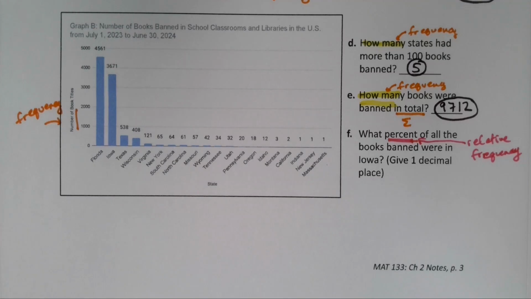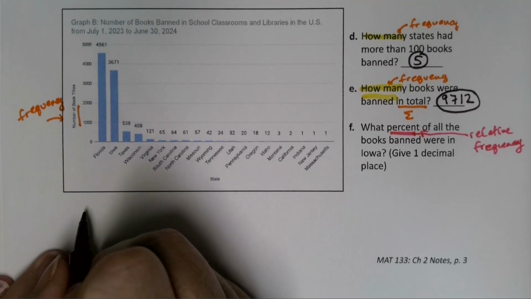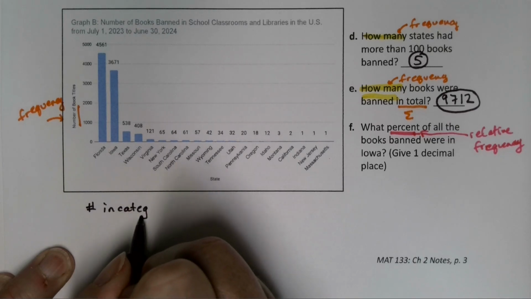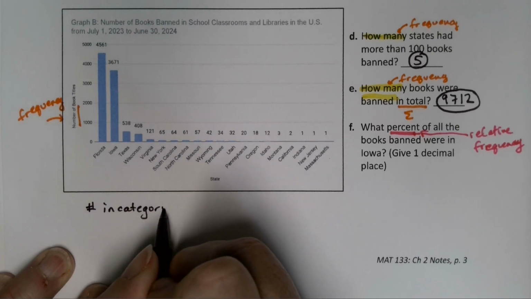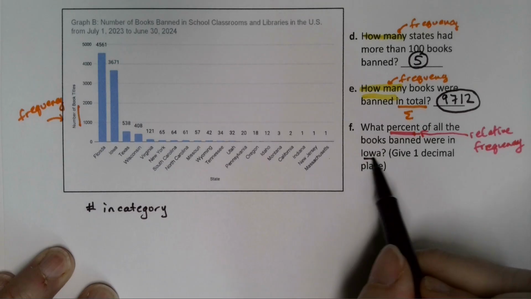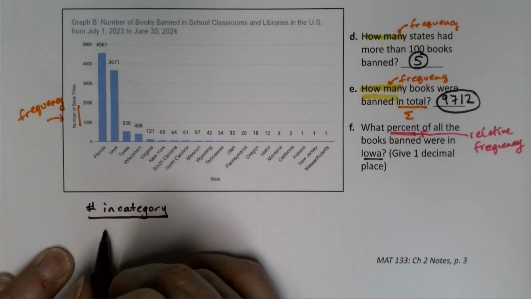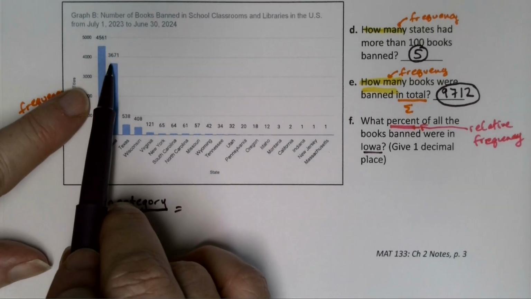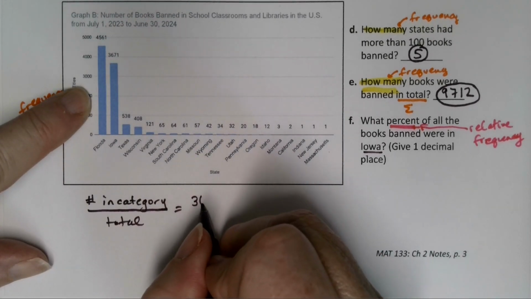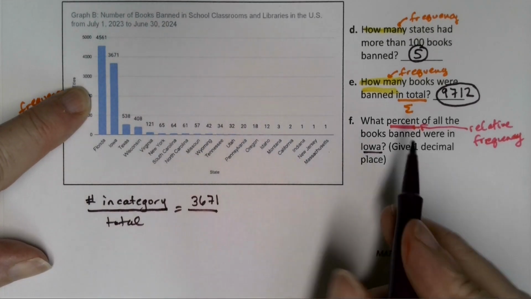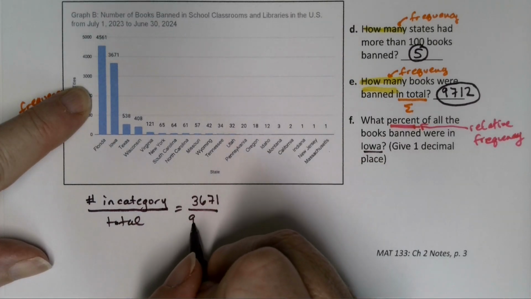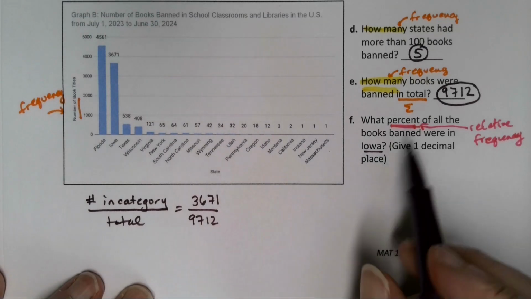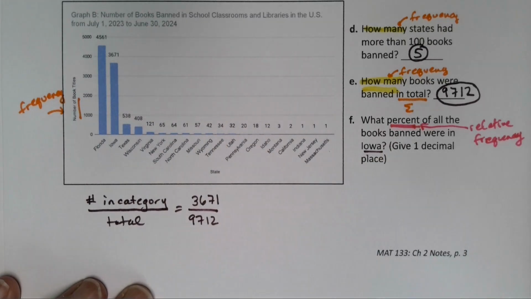Okay, so how to find this? Well, to start off, you take the number that are in your category, or categories, plural. In this case, it's just one category. It's Iowa, right? And we're going to divide by the total. So the number that were banned in Iowa was 3671. And we're going to divide it by the total, which we already found, which is 9712. Now that's a fraction, that's well and good, but that's not going to help us get to it. Well, it's going to help us, but it's not a percent.